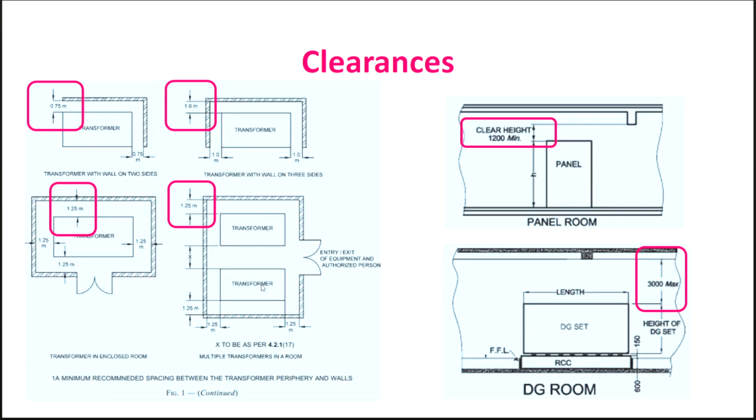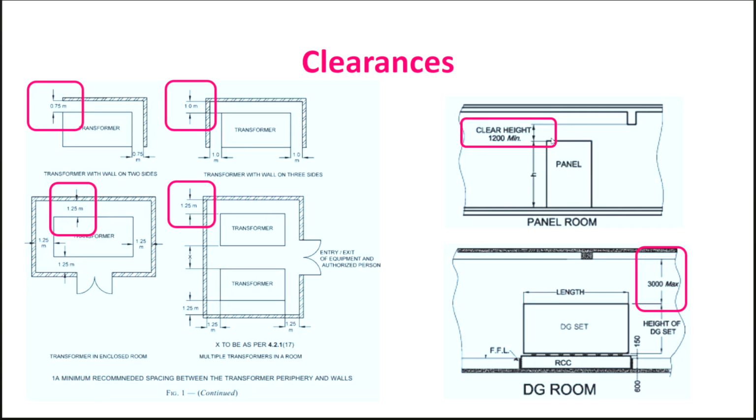Or it may be having in the same complex two transformers. Then for one transformer, from the end it is 1.25 meters, and between the two transformers it is X. Again, they have given certain clauses you have to refer to as to what distance I should keep between the two transformers. It may not be required immediately, but sometimes these provisions may be helpful to you.